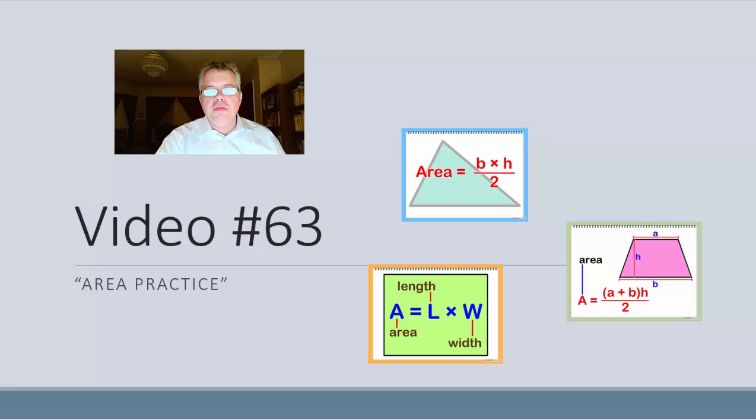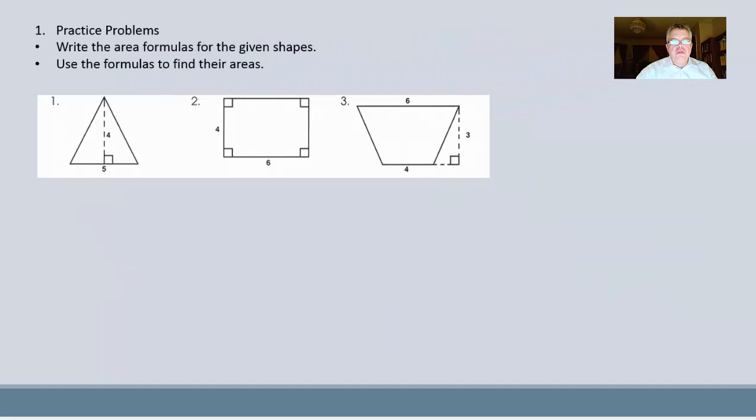We have an easy video today. We're just going to practice using some area formulas. And there are a problem or two that are kind of interesting we're going to talk about also. So to begin with, we have three shapes here. And our instructions are to write the area formulas for each shape, then use it to find the area.